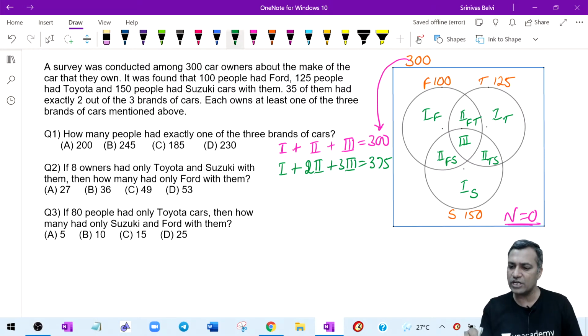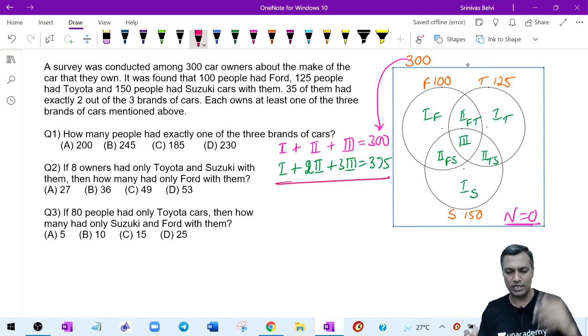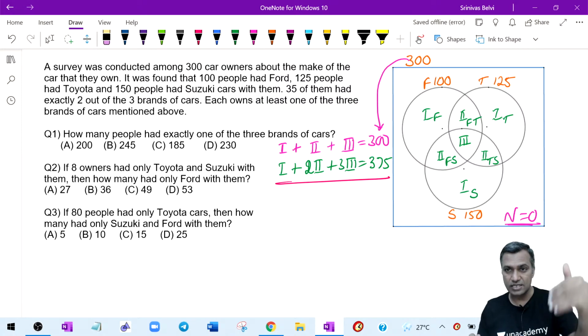Therefore I have 2 equations. First, everyone confirm that these 2 equations are clear. Hey, this takes only 30 seconds to write. Once you understand this, just read. In 30 seconds you would have arrived at these 2 equations. That's it. While understanding, everything takes time. But these 2 equations are clear.